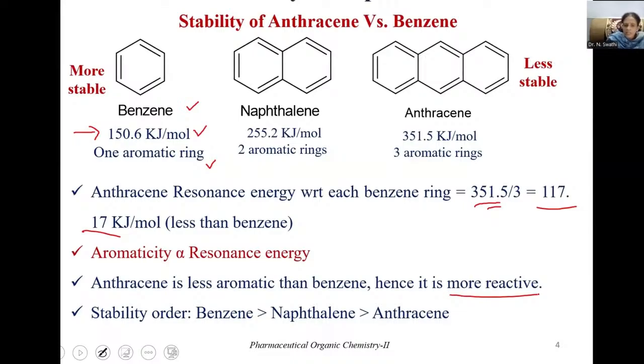So the greater the resonance energy, the greater the stability and the greater the aromaticity. Based on that, the stability order for these three molecules is: benzene is most stable because of its higher resonance energy, then naphthalene, and then anthracene. That is, among the three, benzene is highly stable and anthracene is the least stable molecule.